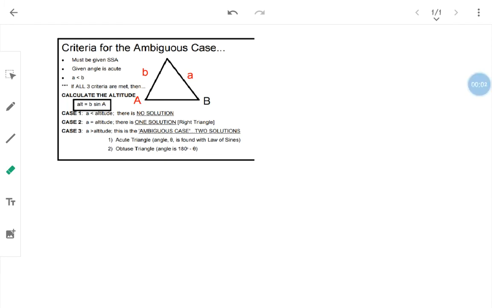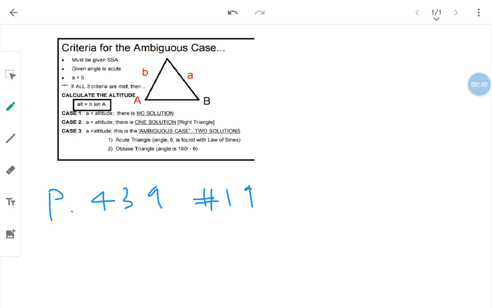Hi, in this video, I'm going to solve page 439, number 19. The direction says two triangles can be formed using the given measurement.